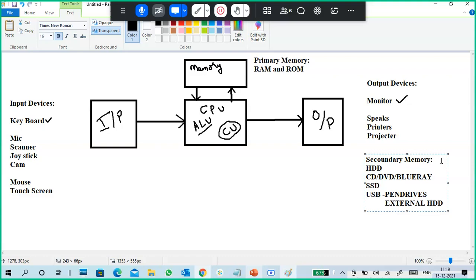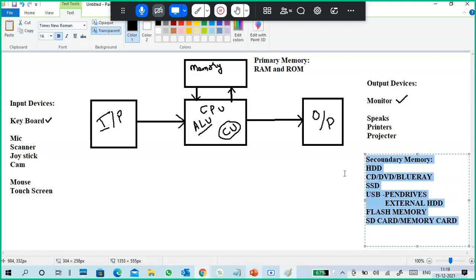Nowadays, people are buying laptops with SSDs with very little memory in them, so to store data we compulsorily need an external hard disk. SD cards, flash memories, memory cards. The SD cards are memory cards, so whatever name you call it, SD cards, memory cards. These are the secondary memories.